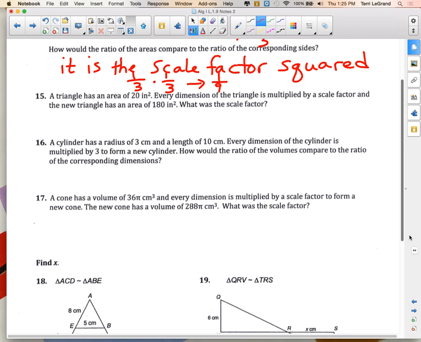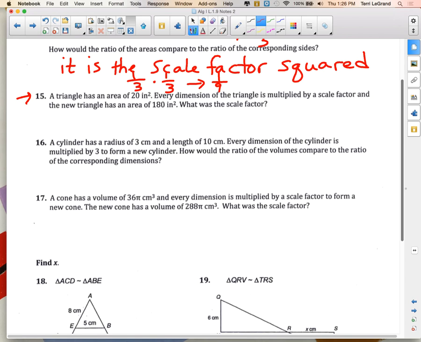No. Okay, so where'd you get 3? I was looking at the wrong one. Oh, okay, so we're on this one, right? Okay, so every dimension of the triangle is multiplied by a scale factor, and the new triangle has that area. What was the scale factor? We don't know it, do we? That was our question. So how are we going to find it? Are we going to start drawing some triangles and see if we can get some triangles that have those areas, or what are we going to do?